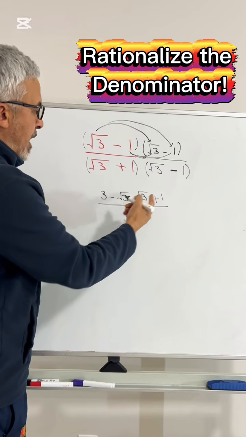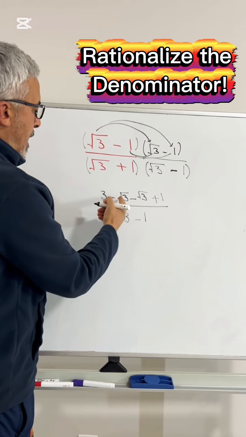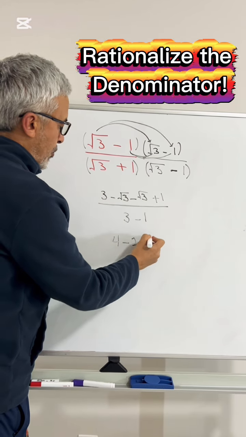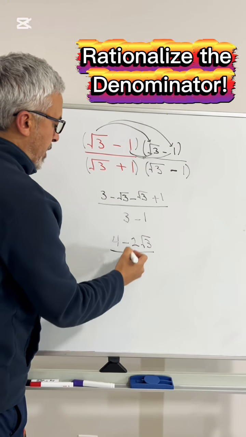Now we simplify the top. We have 3 plus 1, that's 4. And negative root 3 minus root 3, that's going to give me negative 2 root 3. And on the bottom, 3 minus 1 is 2.